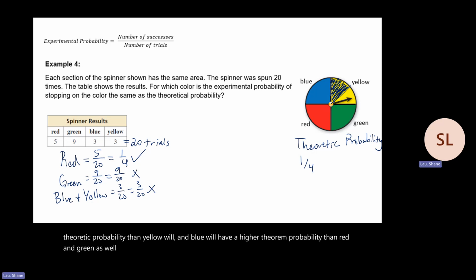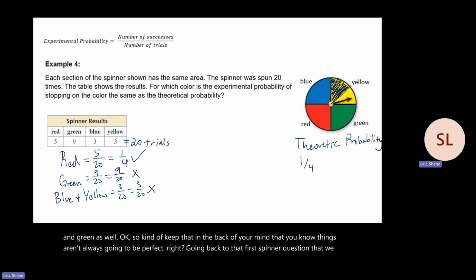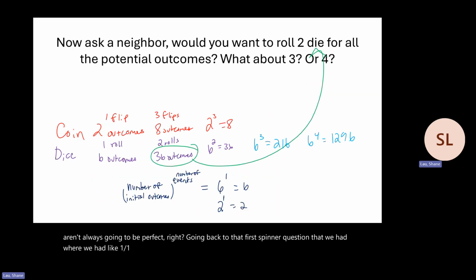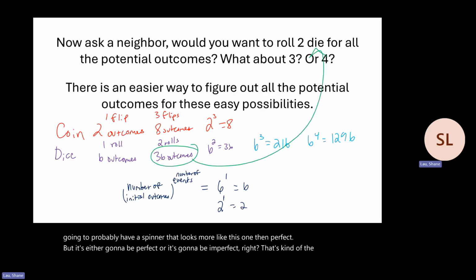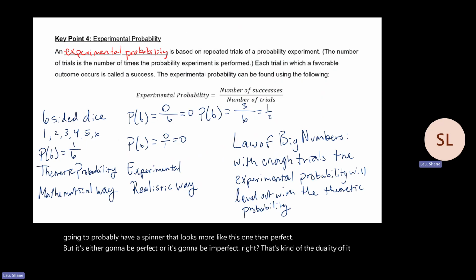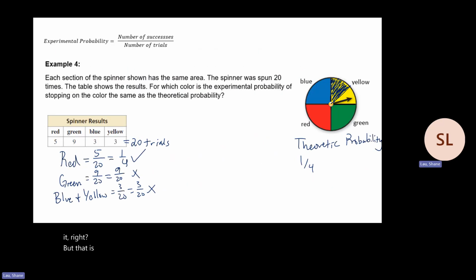Okay. So keep that in the back of your mind, that things aren't always going to be perfect. Going back to that first spinner question that we had, where we had 1 1 and 2 2s and 3 3s and such. A lot of the time you're going to probably have a spinner that looks more like this one than perfect, but it's either going to be perfect or it's going to be imperfect. That's kind of the duality of it. But that is essentially the idea that we're working with here.